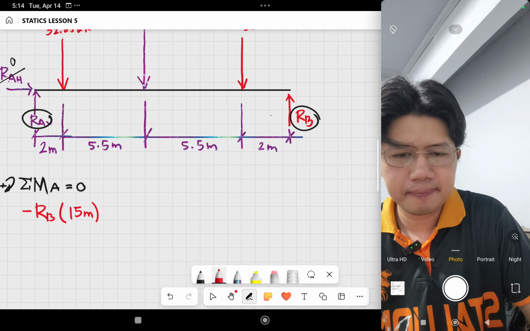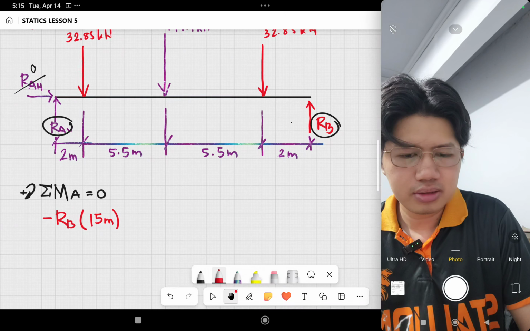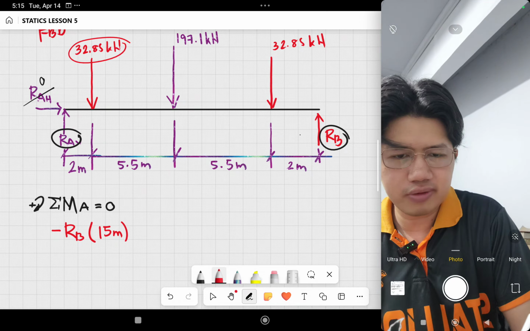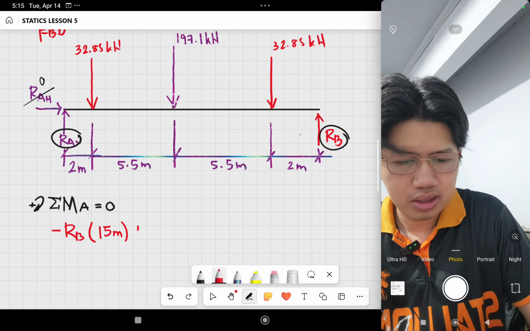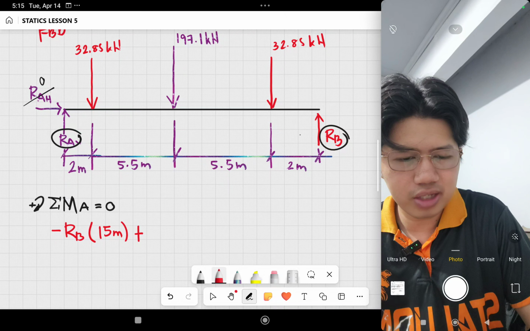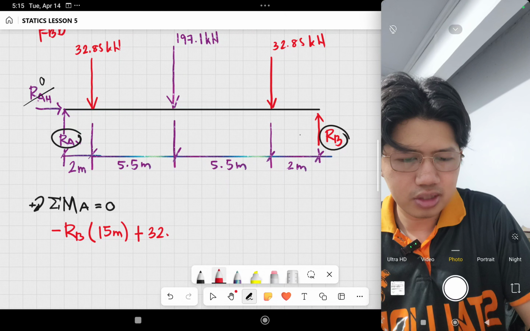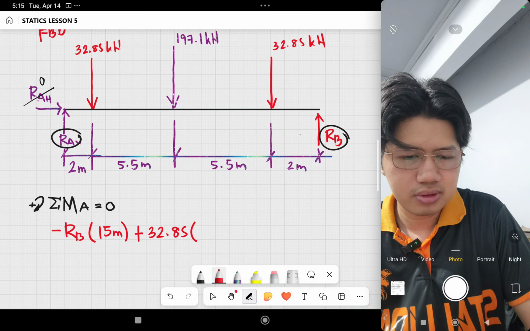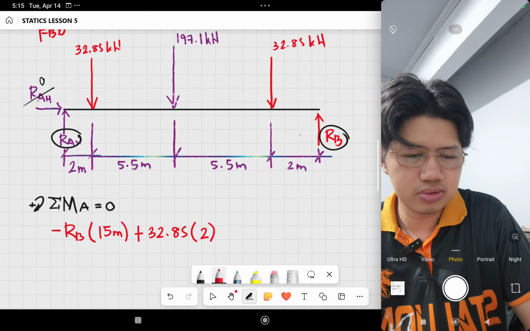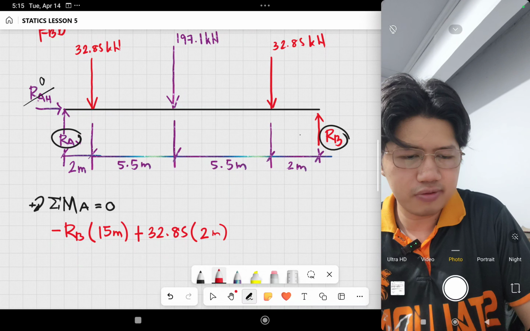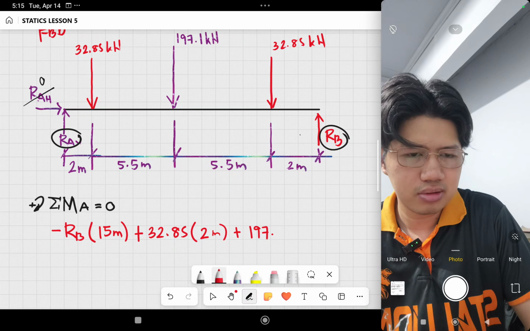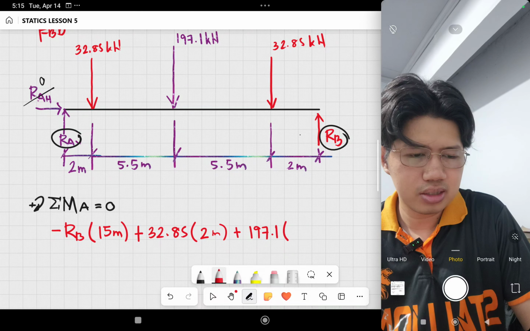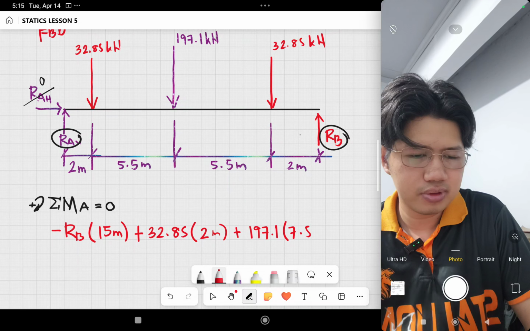And then, okay, so next, si 32.85 na to. So that is clockwise siya about A. So that is positive. 32.85 times 2 meters. Si 197.1, since pababa din siya, that is clockwise then. 197.1 times 7.5 meters.